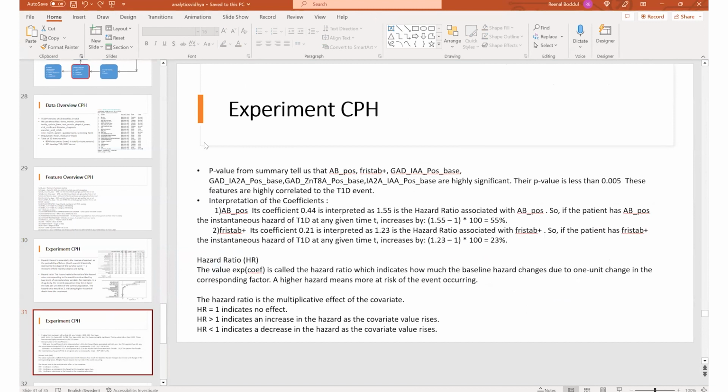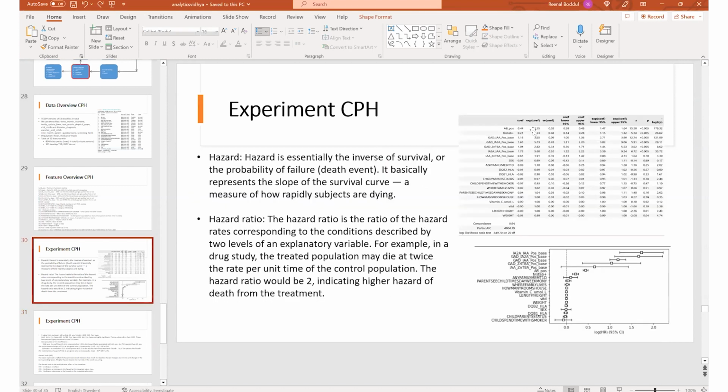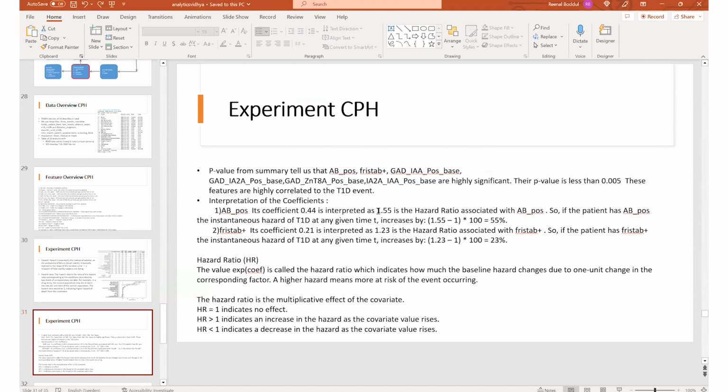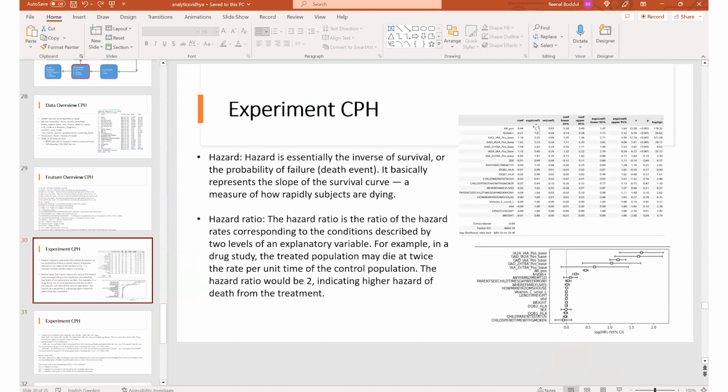Now from this table and result, we have observed that AB positive, first AB, GAD-I positive, GAD-IA, GAD and zinc, IAA, and IA2A are highly significant variables with respect to T1D, since they have a low p-value. Now for AB positive, the significant coefficient is 0.44, and we interpret 1.5 as the hazard ratio. The exponent of the coefficient is the hazard ratio. The exponent of 0.44 is 1.54, and that is the hazard ratio.